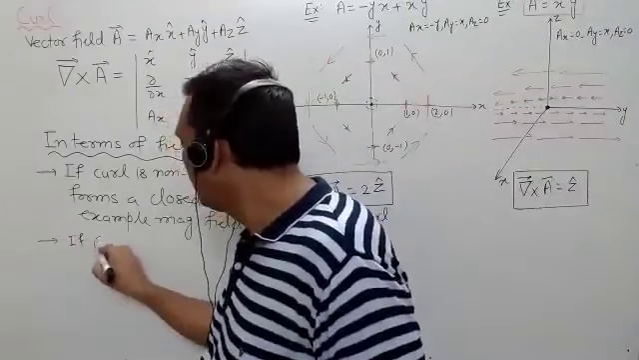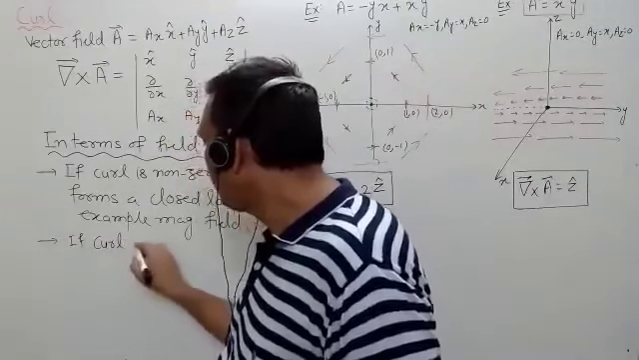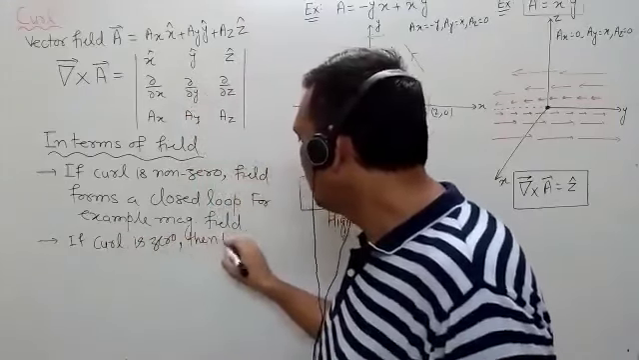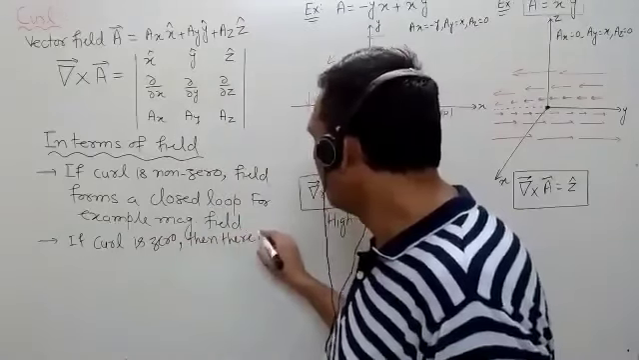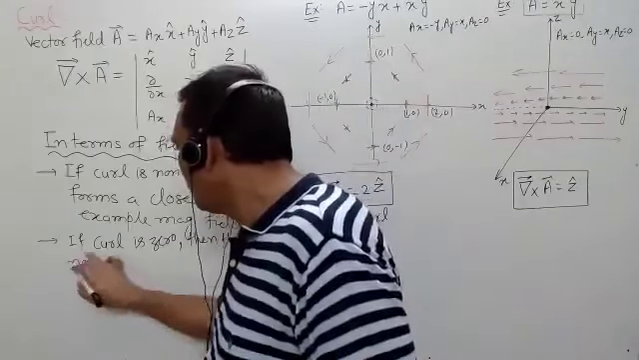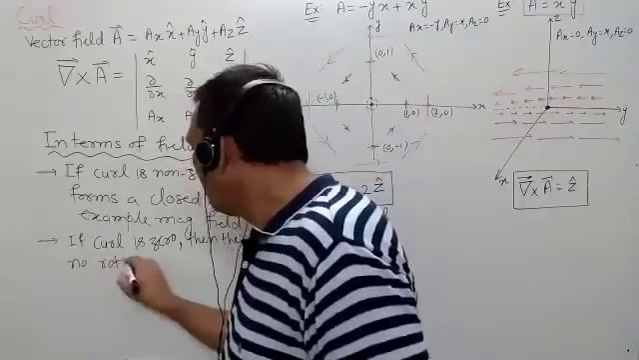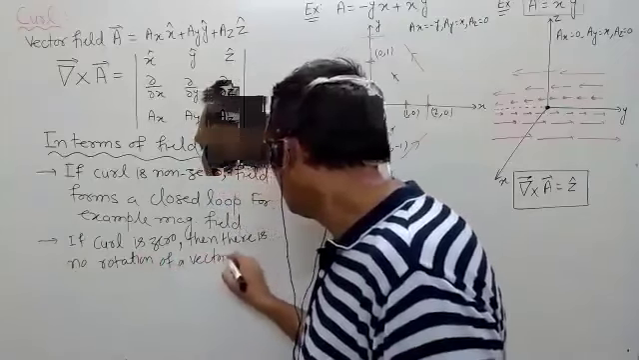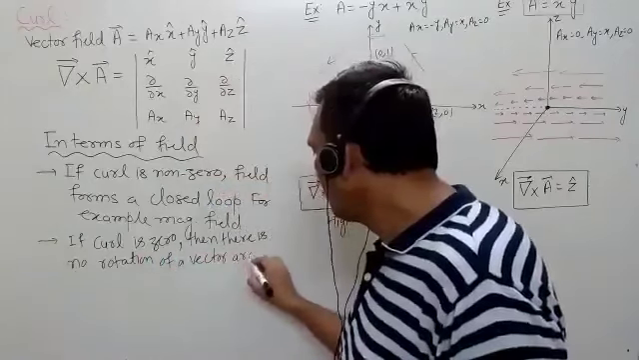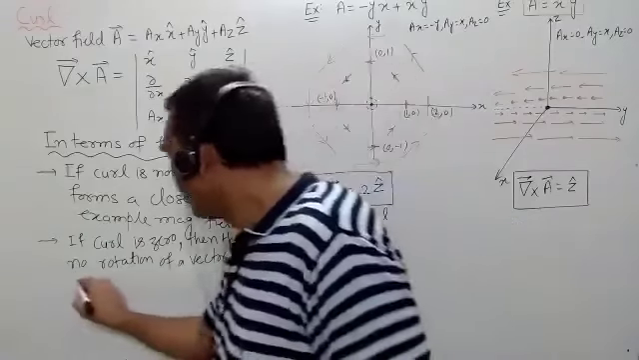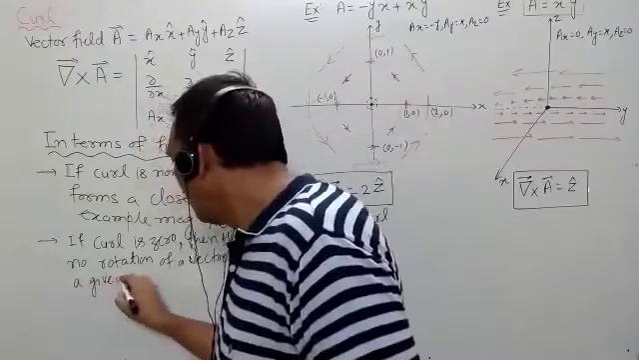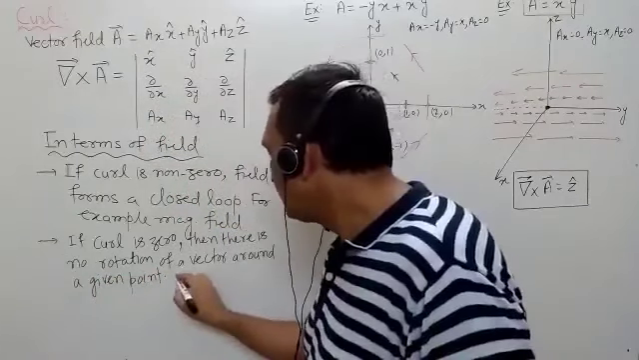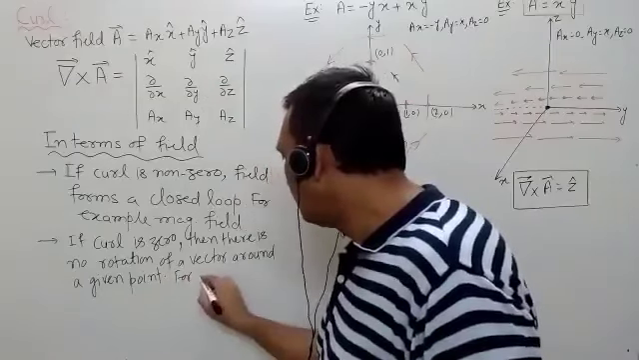And if curl is 0, then there is no rotation of a vector around a given point. Example is electrostatic field.